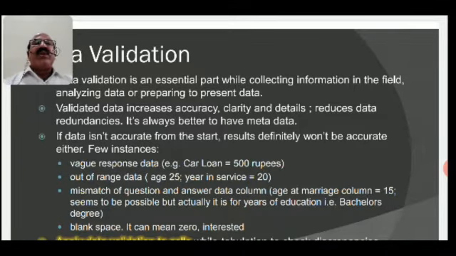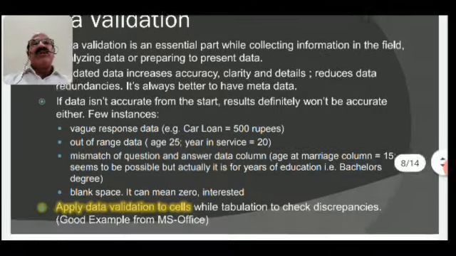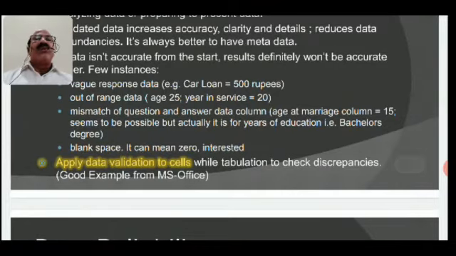So this sort of mismatch in the question and answer entry data columns can be a problem. Then blank space. Blank space creates a lot of problems. Why? You never know what it actually means, because nothing has been indicated, whether it means 0, not interested in giving data, or data not available. So you never know the possible answer. So always fill the blank space with appropriate comments.